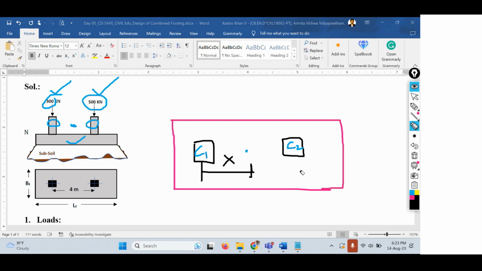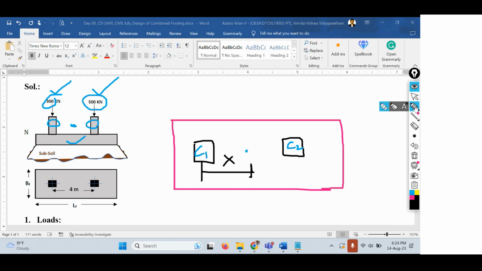Okay, but any one point you have to consider. That's mandatory. Right. So once we consider the distance as x, that is the center of gravity point, from this we have to find out the value of x.